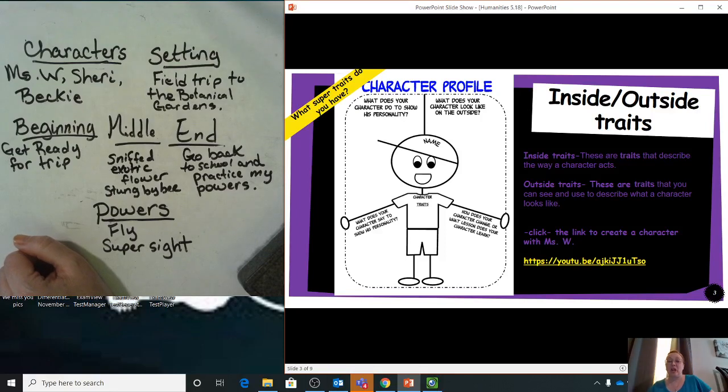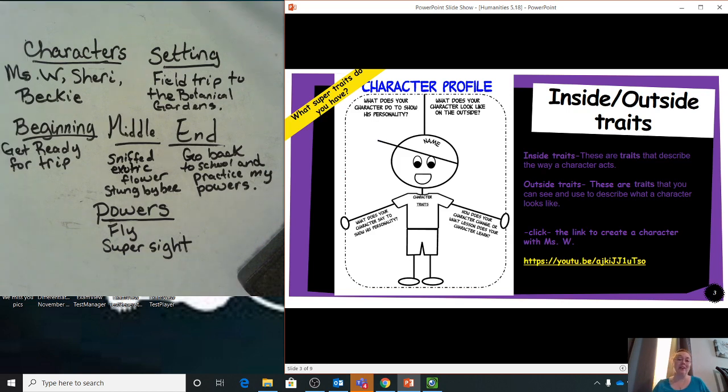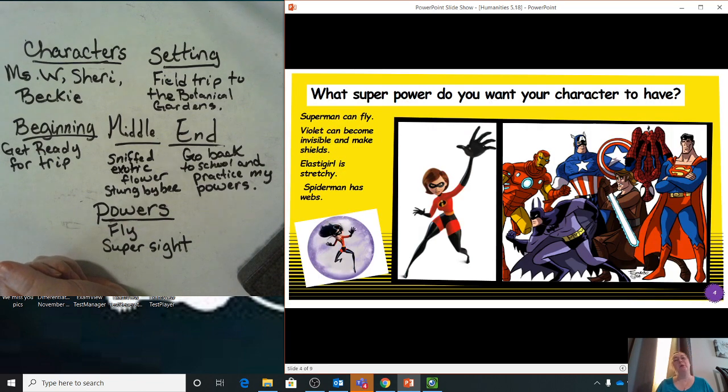All right, second grade. Now that you have your character profile, which we did on the last slide, you've got to figure out what kind of personality and inside traits your character is going to have. Now we're going to talk about their superpower. What superpower do you want your character to have?